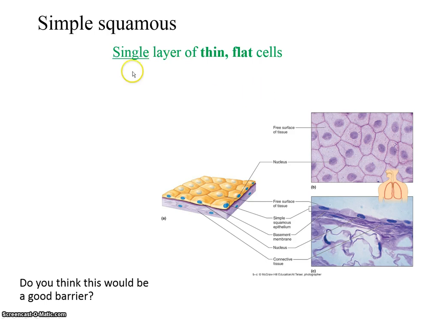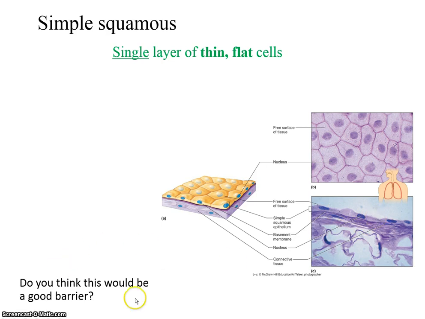So here's our simple squamous, all right? A single layer of thin, flat, scale-like cells. So here I'm looking down on them. Here I'm looking at them from the side. See how very thin. This is the nucleus, and this is the cell, right? Nucleus and cell. Here's also an example right here. So here's our basement membrane under this one. So just really very, very flat, thin cells.